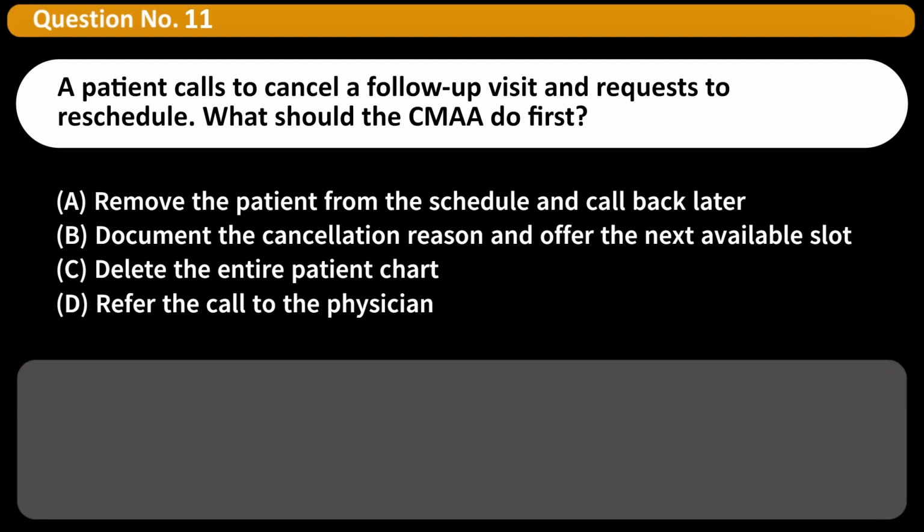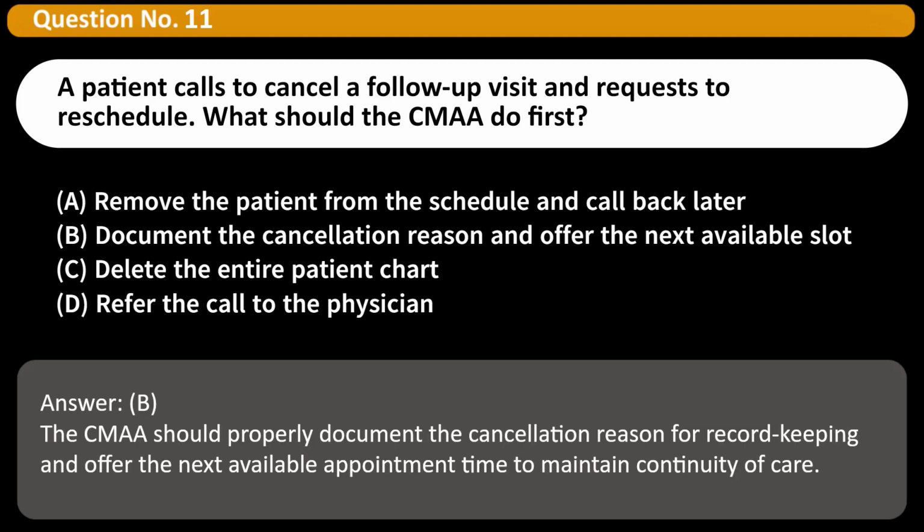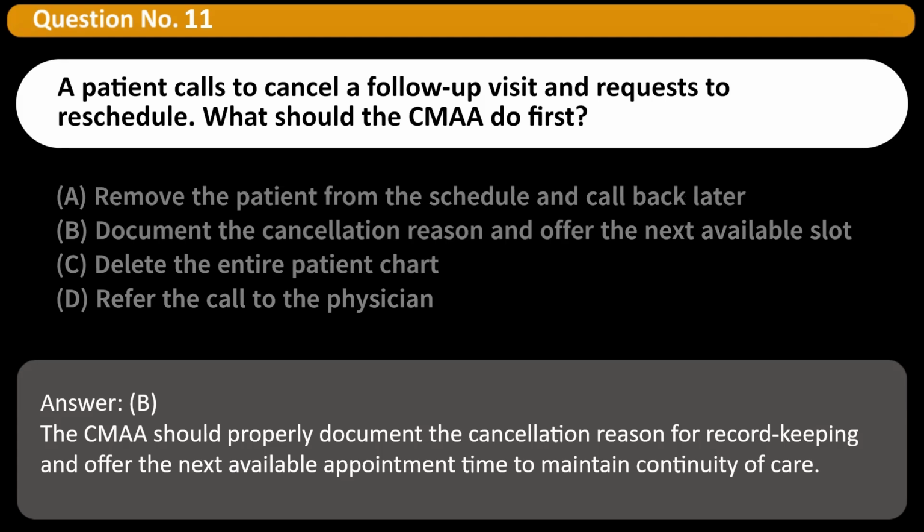What should the CMAA do first? A. Remove the patient from the schedule and call back later. B. Document the cancellation reason and offer the next available slot. C. Delete the entire patient chart. D. Refer the call to the physician. Answer: B. The CMAA should properly document the cancellation reason for record keeping and offer the next available appointment time to maintain continuity of care.